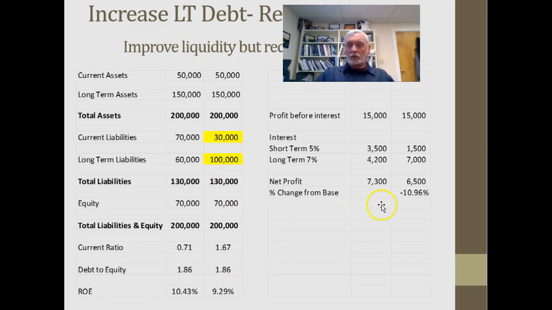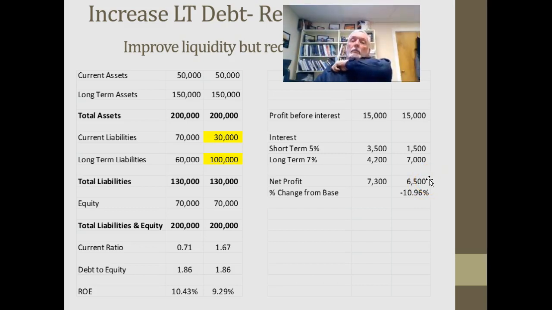So it's going to affect my income because short-term debt is cheaper than long-term debt. So I've reduced my short-term debt. Now I have 5% times 30,000, or 1,500, as my short-term interest. But I've increased my long-term debt, which is more expensive. So I have 100,000 times 7%, or 7,000. Total interest expense of 8,500 now, and net profit of 6,500.